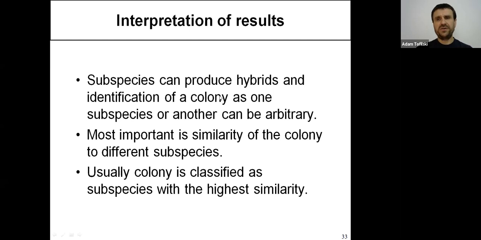So interpretation of the results, it's not so easy, because the subspecies produce hybrids. So in many cases, it's not so easy to say if the colony is one subspecies or another. In some cases, it should be concluded that it's hybrid. So you should pay attention to how similar your colony is to many subspecies, and usually it's assumed that the subspecies with the highest similarity is the subspecies which you will classify as.